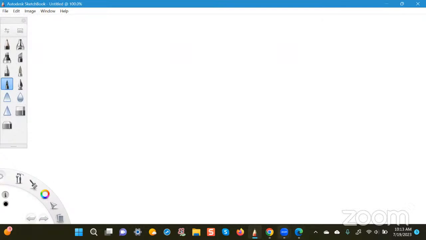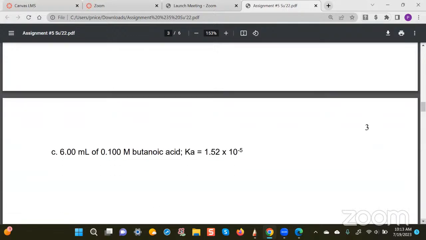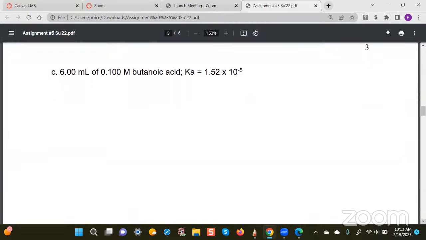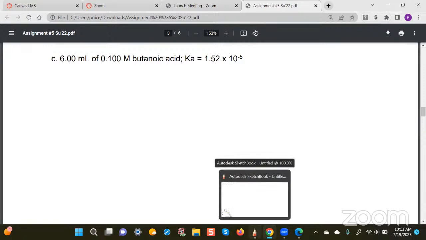And now we're going to move on to the C part. Now, I think the C part is going to be a bit different. Let me see here what the C part says. Okay, so this time in the case of the C part, we're going to titrate the same amount of sodium hydroxide with 6.00 mL of a 0.100 M butanoic acid solution. And it gives you the Ka for the butanoic acid as being equal to 1.52 times 10 to the minus 5. All right. So we're going to start off similarly.